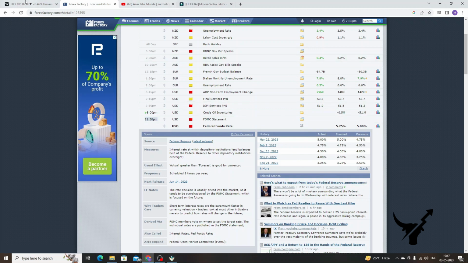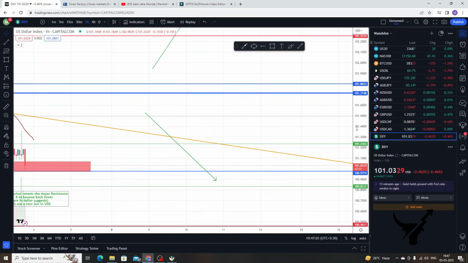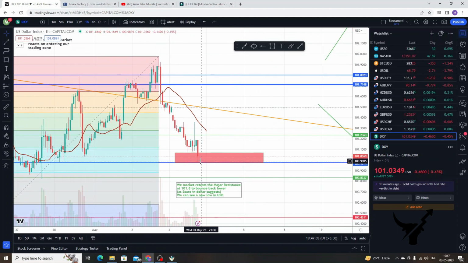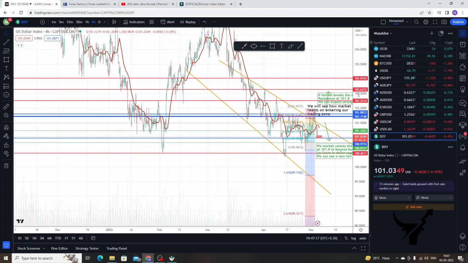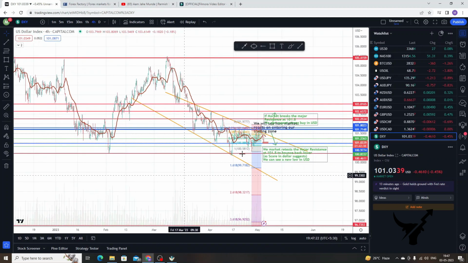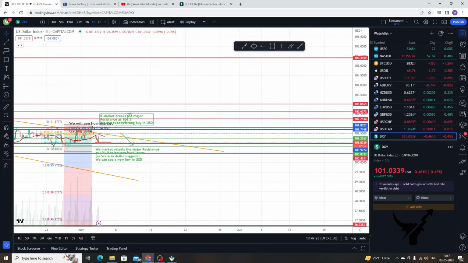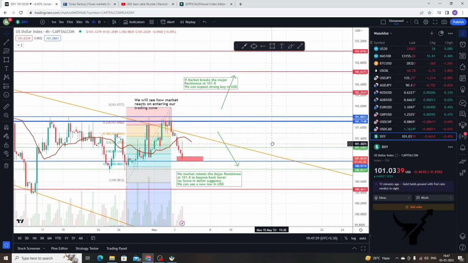I expect that the dollar would bounce back from here, like it has touched our resistance. So I expect that at 11:30 it would make another move here. It has been long since the dollar has been in its downtrend, so I expect that it is the end. We will see bullish movement here in the dollar. So let's see what happens.